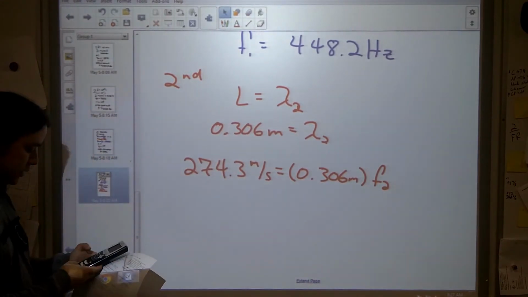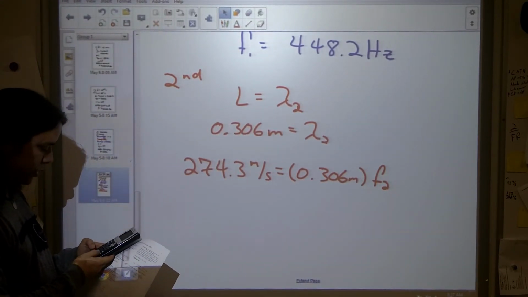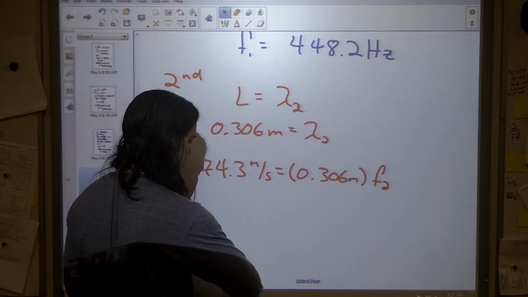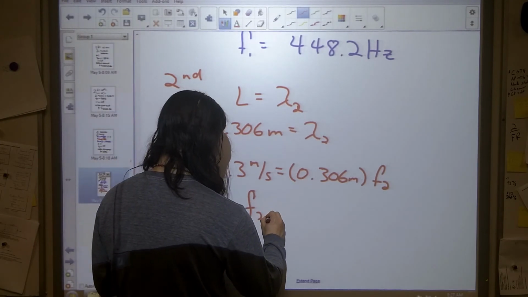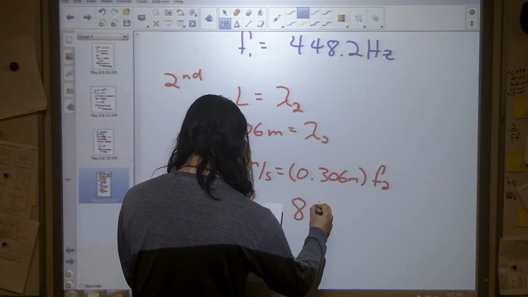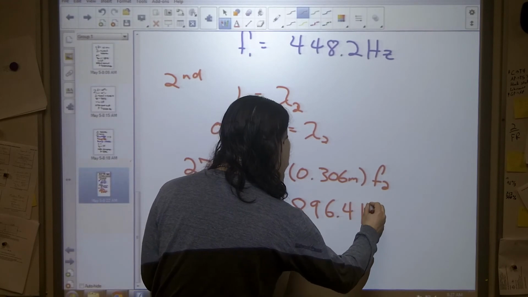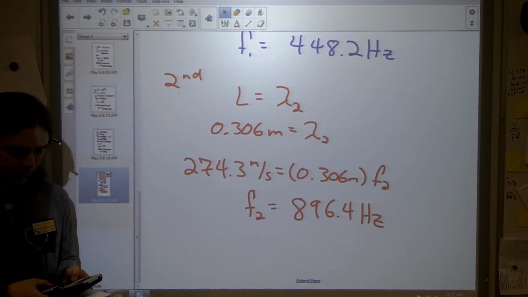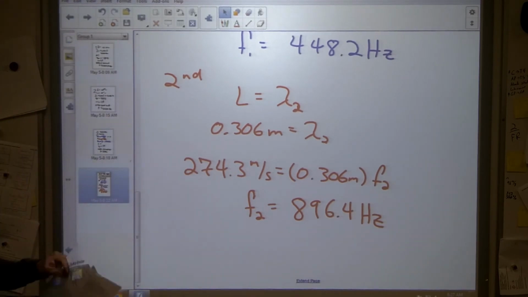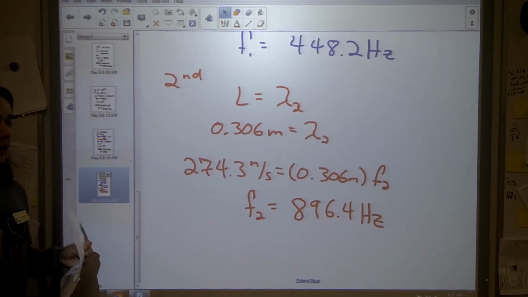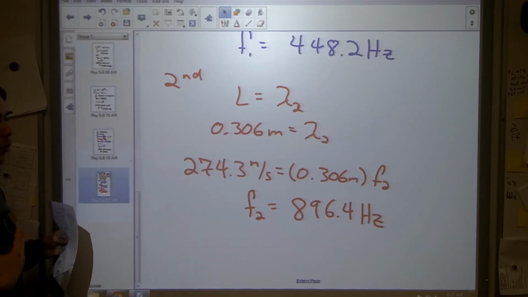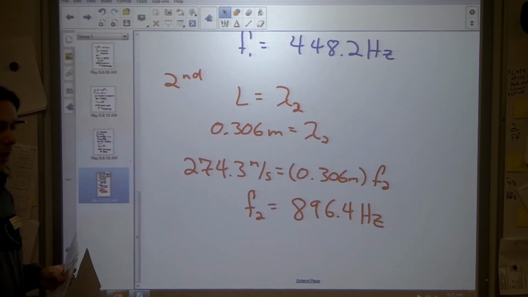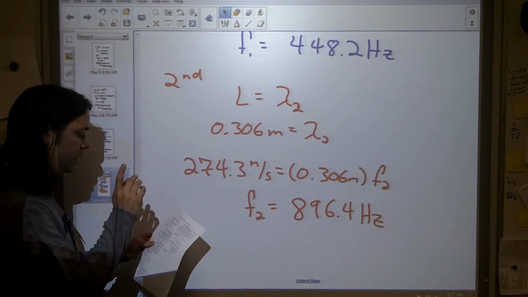We go through and we solve these. 274.3 divided by 0.306, and we end up with, not surprisingly, F2, which is 896.4 hertz. Now you might start noticing patterns in the numbers that come out of this, and for those of you that are familiar with music, it's one of the things that you'll know where they talk about how the notes kind of follow a mathematical pattern. This is actually why.